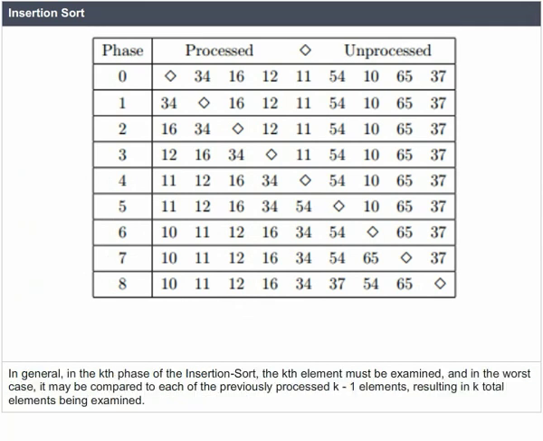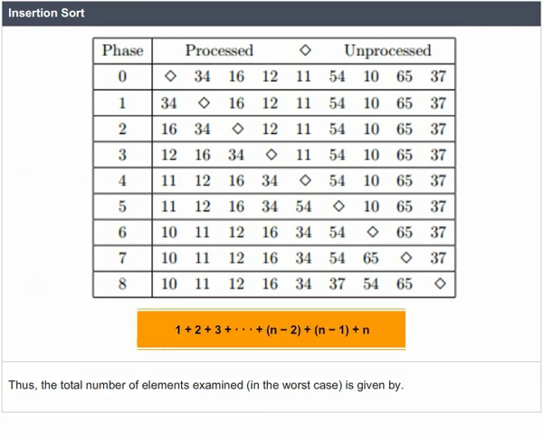In general, in the kth phase of the insertion sort, the kth element must be examined, and in the worst case, it may be compared to each of the previous k-1 elements, resulting in k total elements being examined. Thus, the total number of elements examined in the worst case is given by 1 plus 2 plus 3 plus etc. plus n minus 2 plus n minus 1 plus n.